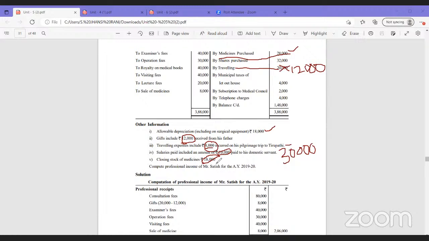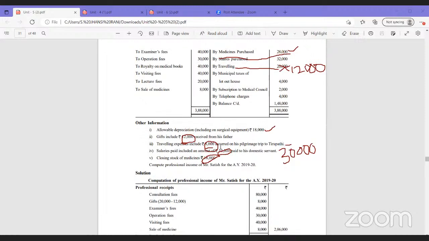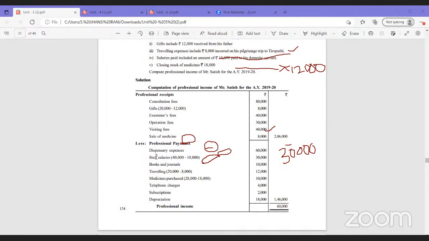Whatever is left over is not our expenditure. That is left over, and the next day it will be used, and you will get the income then. At that time you can show it. So the cost of medicines would be 28,000 minus 18,000. You'll get only 10,000, and that is what they have given.